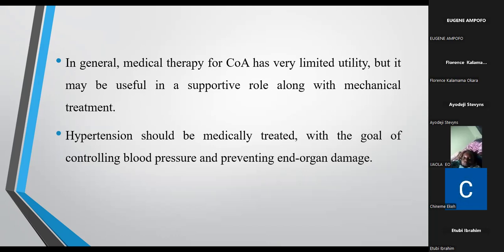So, in general, the medical therapy for coarctation has very limited utility, but it may be useful in a supportive role along with the surgical treatment. Hypertension should be medically treated with the goal of controlling BP and preventing end organ damage.